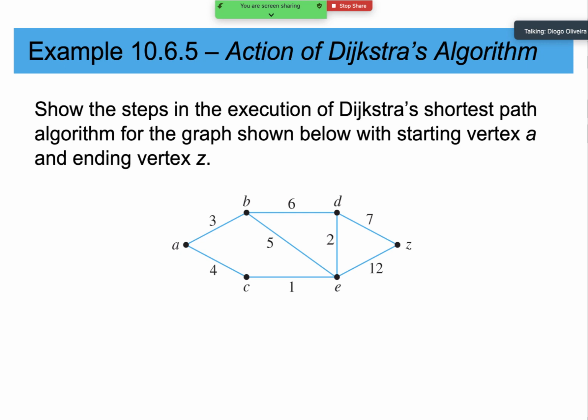We may go from A to C, C to E, E to Z, that's one. We may also have A to C, C to E, E to B, B to D, D to Z. A to B to E to Z, A to B to D to Z. And these are, again, just a few possibilities. There are so many others, right? Now, which one is the shortest one?